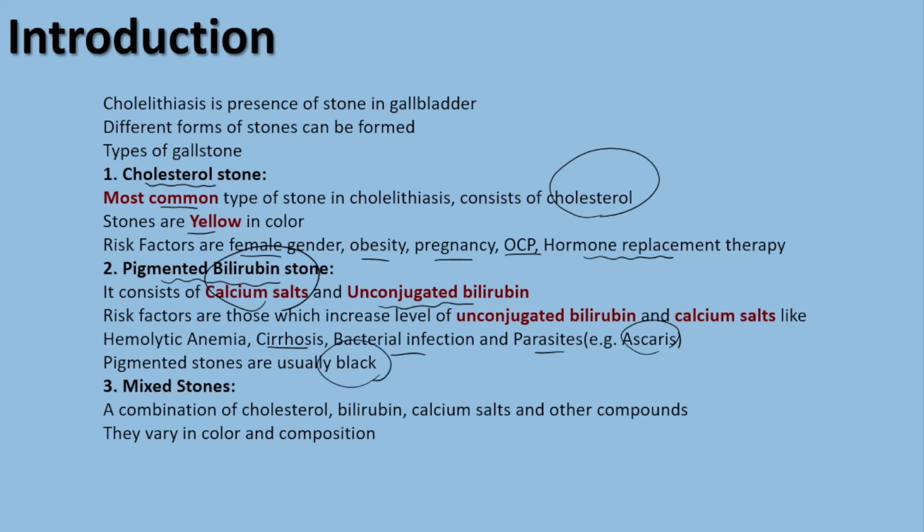So the third type is the mixed stone, which is a combination of cholesterol stone, bilirubin, and calcium salts and other compounds. And these stones are actually varying in color and composition, and usually the bacterial infections are more associated with creation of these type of stones.